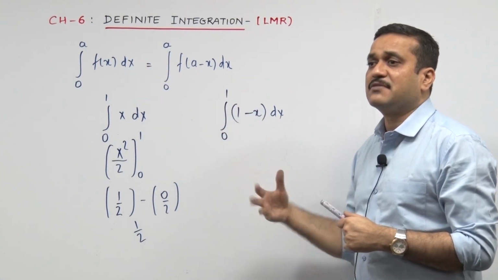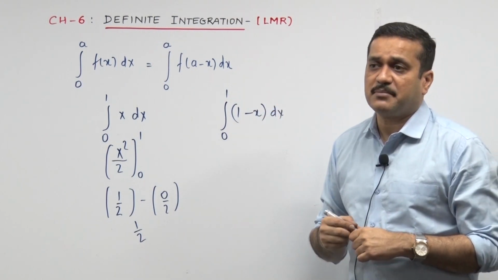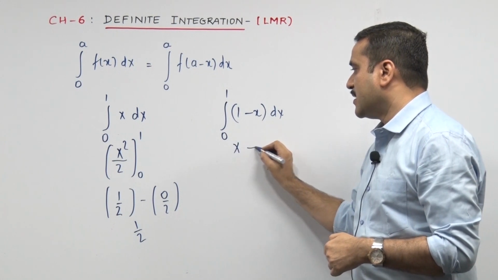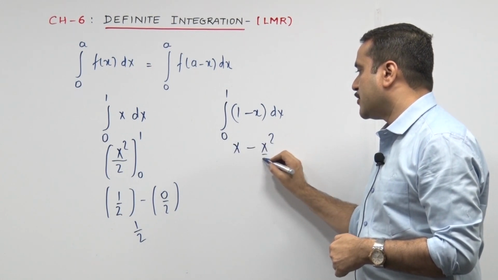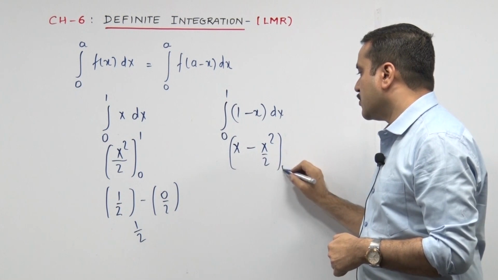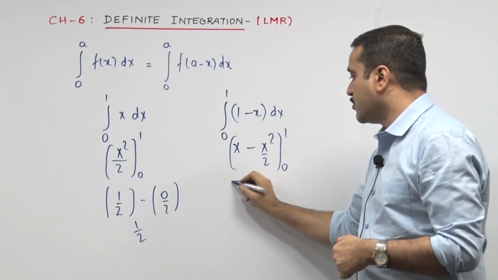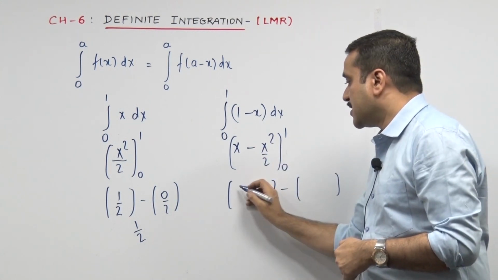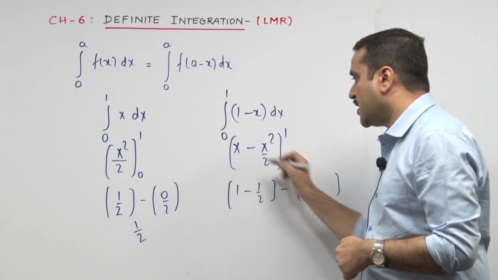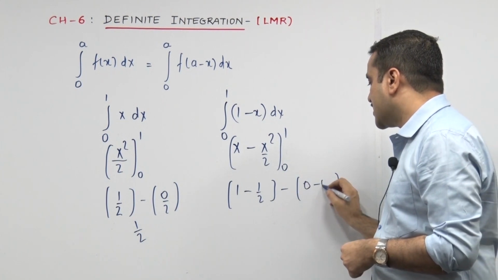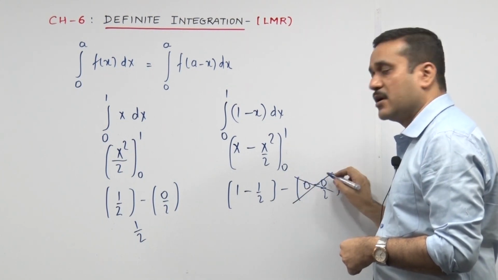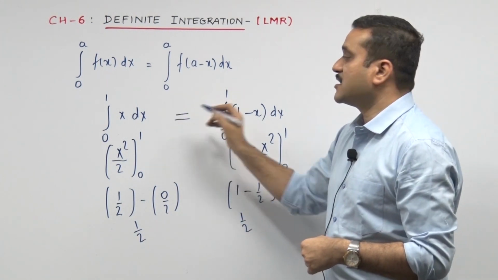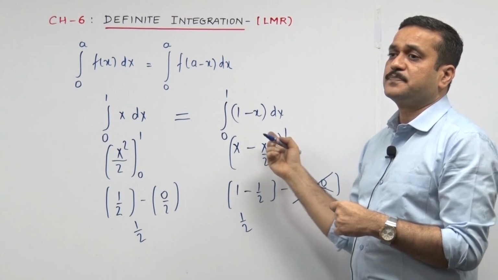And once we get the same answer, we do get convinced, okay, we can change our x to a minus x. Let's try. The integration of 1 is x, and the integration of x is x square by 2, and we need to take it from 0 to 1. We go upper limit minus lower limit. For the upper limit, we put x as 1, that's going to be 1 minus 1 by 2. For the lower limit, we put x as 0, that's going to be 0 minus 0 by 2. So that's gone. 1 minus half leaves you with half. The answer remains the same. The answer is still the same even after changing your x to a minus x.